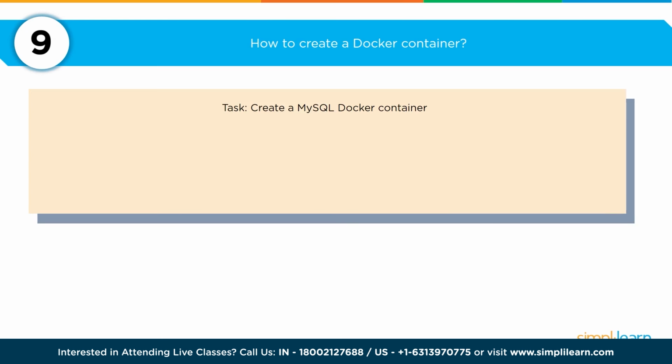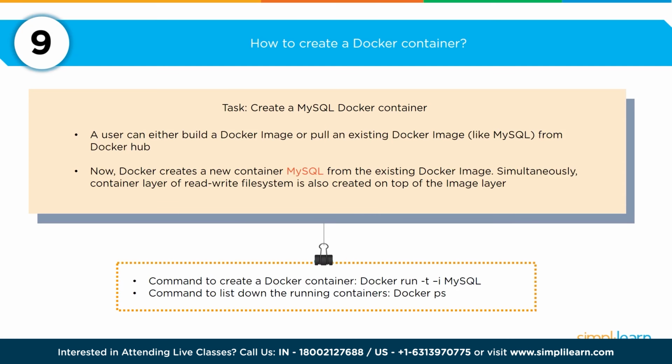So the task is going to be: create a MySQL Docker container. To do that, you want to be able to build a Docker image or pull an existing Docker image from a Docker repository or hub. And then you want to use Docker to create a new container, which has MySQL from the existing Docker image. Simultaneously, a read-write file system layer is also created on top of that image. And at the bottom of the screen, we have what the command lines look like for that.